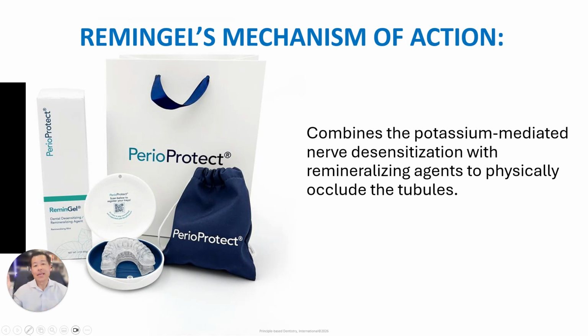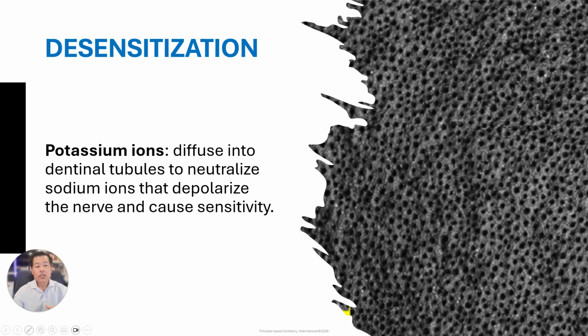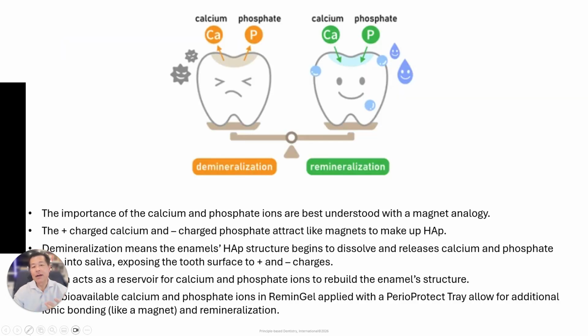And I tell you, happy wife, happy life. I was convinced too that Remin gel really worked. And we've used it on many other patients and we've had the same results. So the potassium ions diffuse into the dentinal tubules to neutralize the sodium ions that depolarize the nerve and cause sensitivity. So that potassium helps to create less sensitivity ionically.